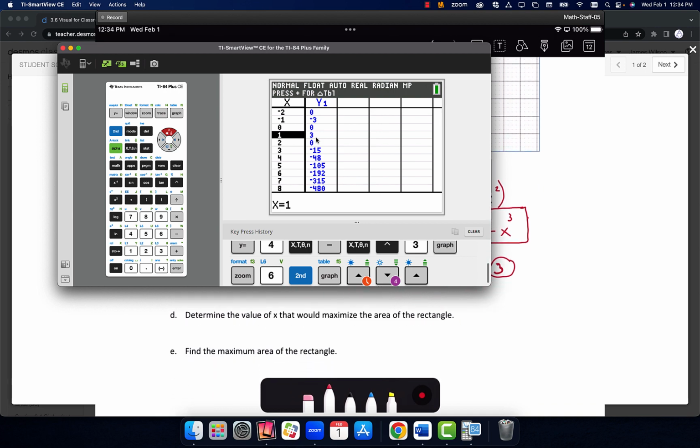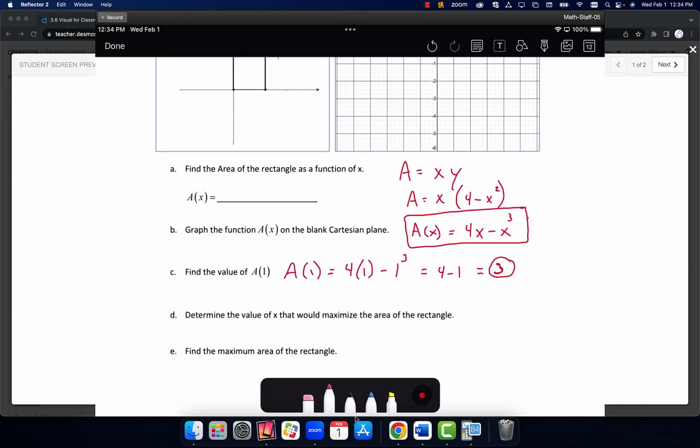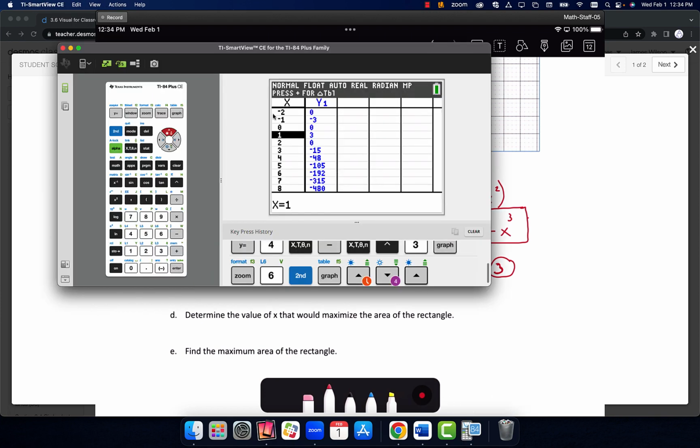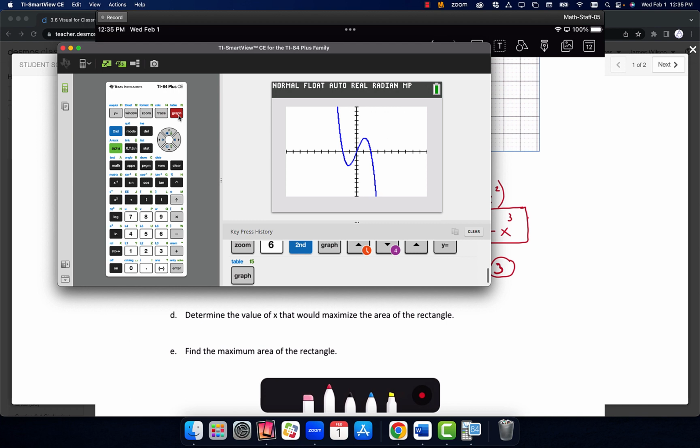Next, we want to determine the value of x that would maximize the area of this rectangle. So we want to try to find the biggest area possible. So going back to Desmos, again, just visualizing it, we're trying to make this blue rectangle as big as possible. What is the x value that would make that area maximized? To do that, we're going to go back to our calculator. Remember, our graph is already there. This is the area function for the area of the rectangle. We want to maximize it. Notice that there is a maximum in our graph. There is a local max here.